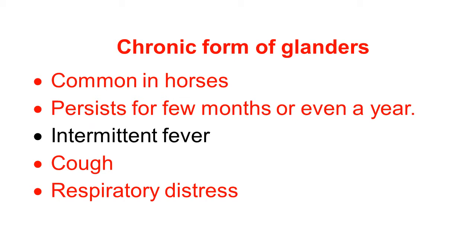Here we discuss the symptoms of the chronic form of glanders. The chronic form is common in horses, and the infection persists for a few months or even a year, a very long time. So there will be an intermittent fever. When there is bacteremia, it manifests as the chronic form. There is frequent coughing and great respiratory distress.